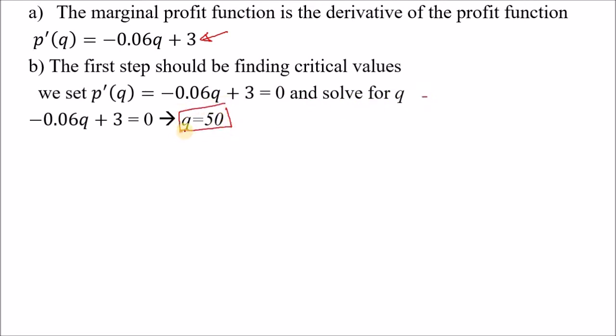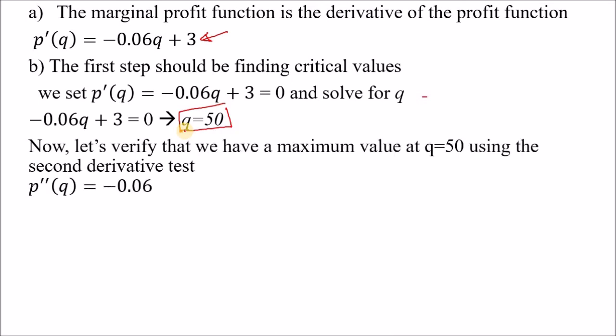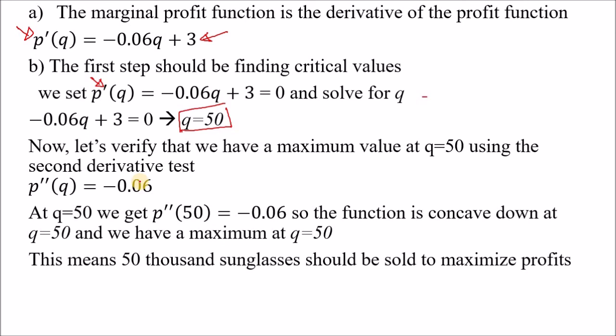But is that Q equal to 50 a maximum or a minimum? Let's use the second derivative test in order to determine that. We're going to find the second derivative. So if you find the second derivative, you will get P''(Q) is equal to -0.06, which is the derivative of the first derivative. Now we know that P''(50) is equal to -0.06 still.